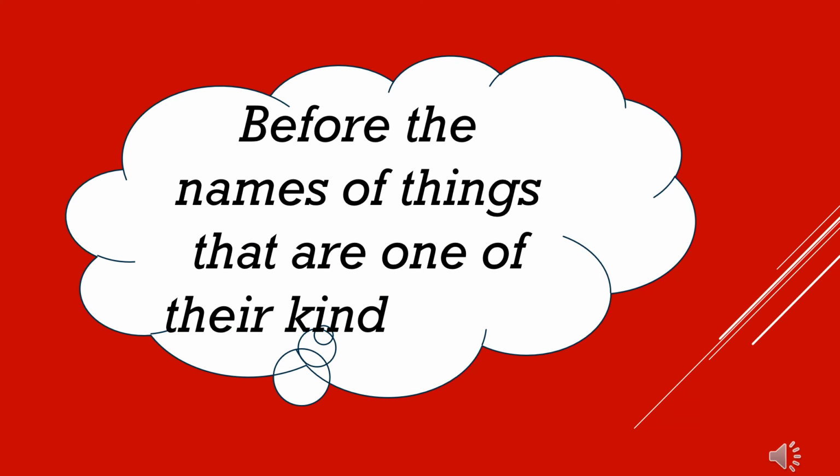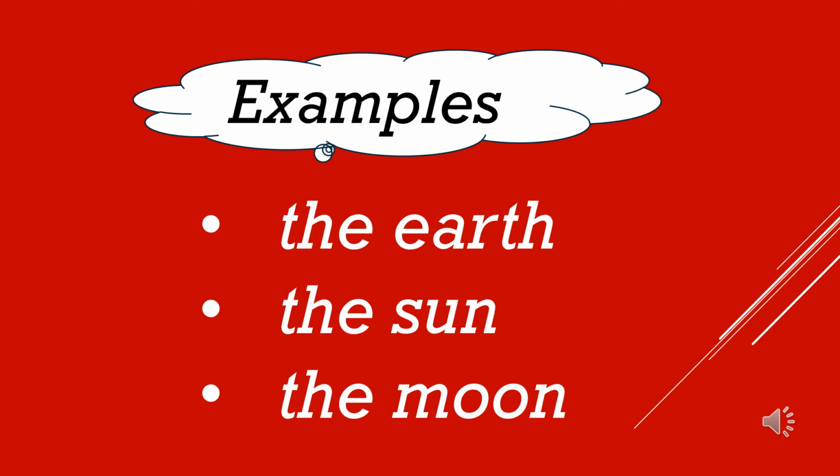We use the before the names of things that are one of their kind. The earth, the sun, the moon. Students, you know we don't have another earth, we don't have another sun, we don't have another moon. So that's why we use the before the names of things that are one of their kind.